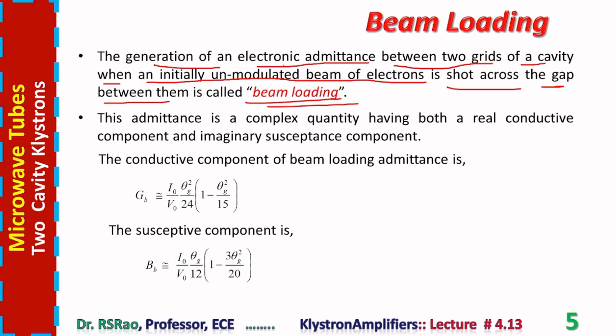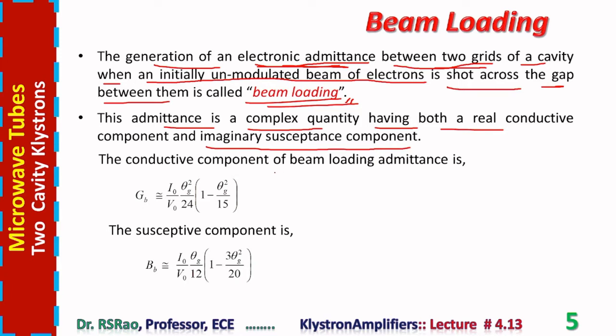The generation of an electronic admittance between two grids of a cavity when an unmodulated electron beam is shot across the gap is called beam loading. The loading of the cavity by the beam. This admittance is a complex quantity having both a real conductive component and an imaginary susceptance component. Admittance is a complex quantity, so it has a real part and an imaginary part. The real part is conductance, the imaginary part is susceptance.